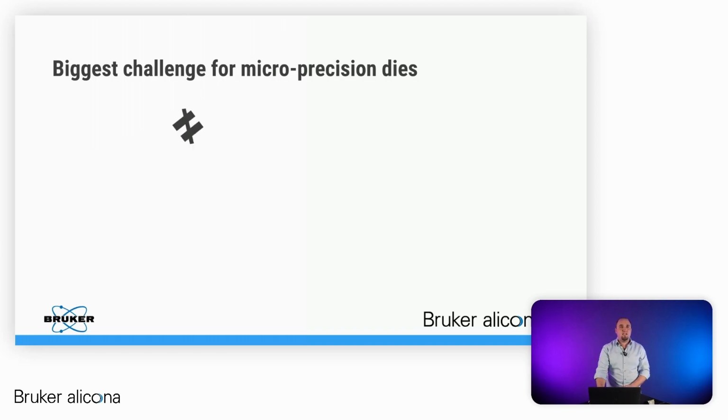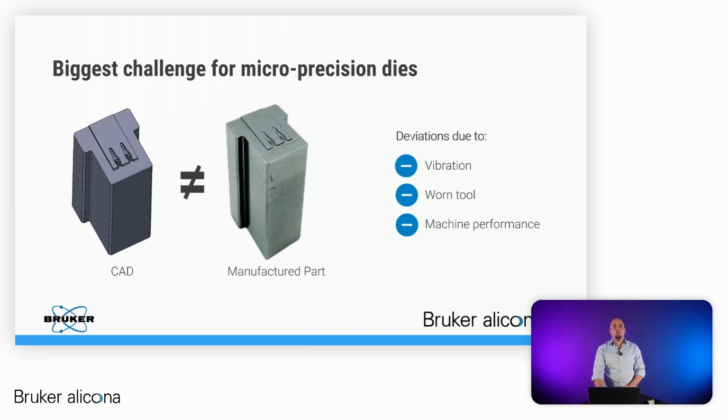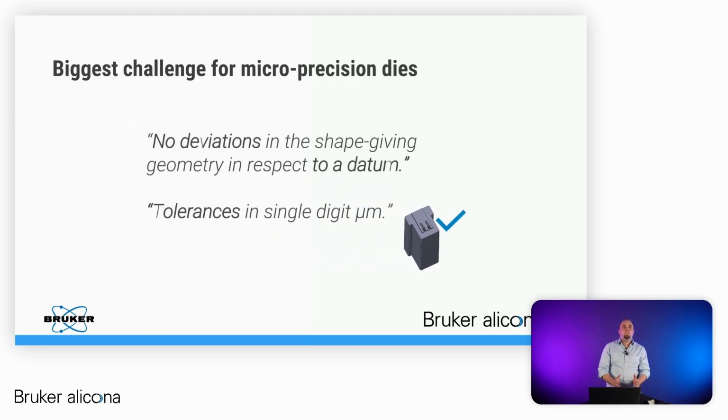So most of the time, the cut file does not look the same as the manufactured part. This can be caused by vibrations, a worn tool, machine performance, or whatever. So, ensuring no deviations in the shape-giving geometry in respect to a datum is the challenge for metrology. The tolerances here are most likely in the single-digit micron range.